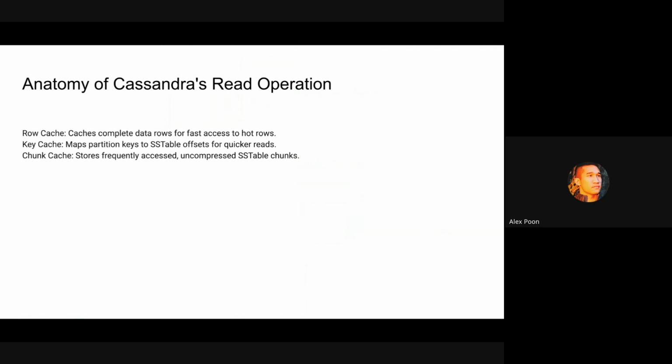Key cache. Key cache stores a map of recently read partition keys to their SS table offsets. This facilitates faster read access into SS tables stored on disk and improves the read performance. Key cache takes little memory compared to row cache, where the whole row is stored in memory, and provides a considerable improvement for read operations. Third, chunk cache. Chunk cache is used to store uncompressed chunks of data read from SS table files that are accessed frequently.